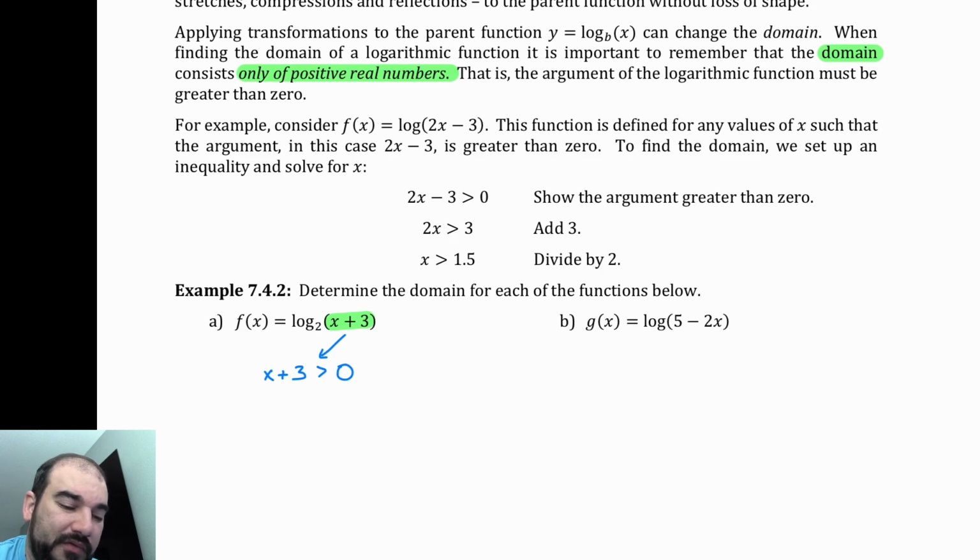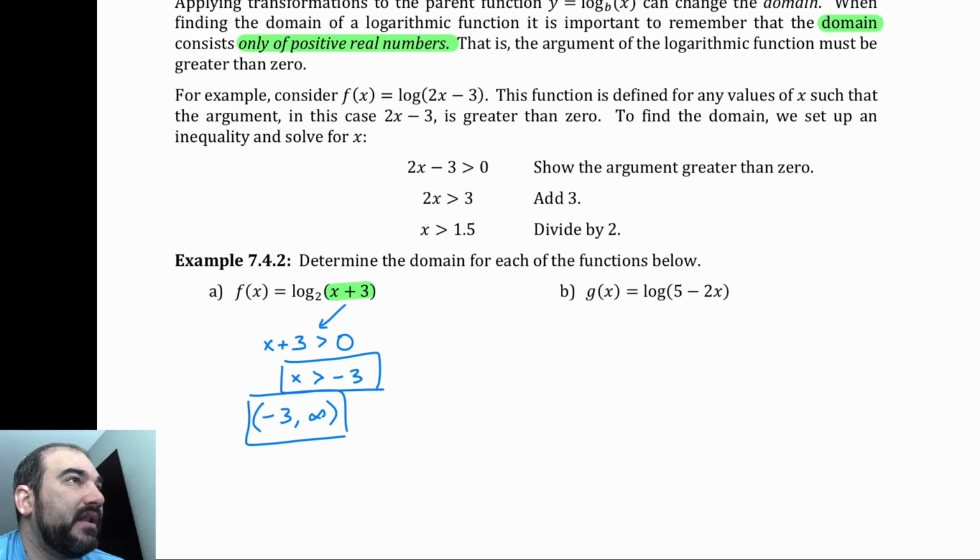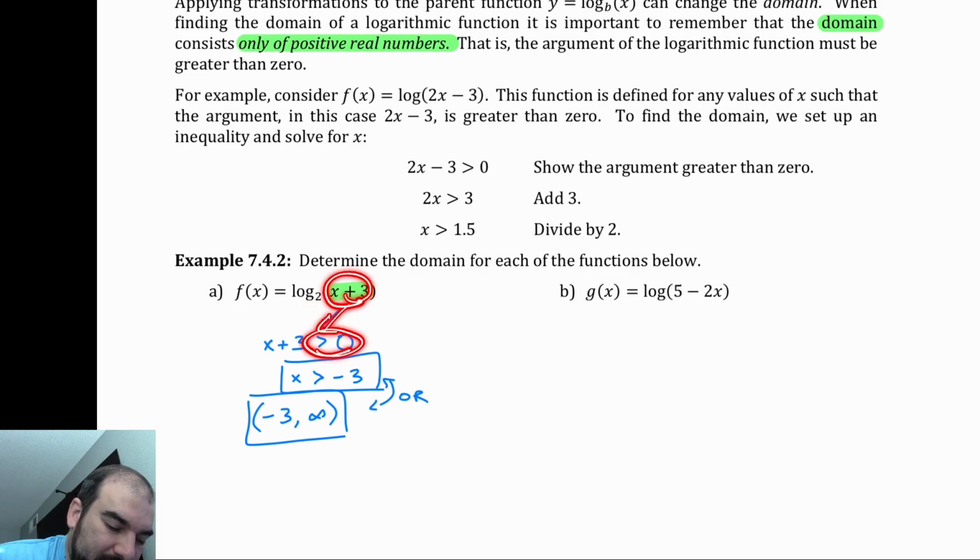Then whatever that is, you solve like you would solve any inequality. We're going to subtract 3 on both sides. This one is pretty straightforward. x must be greater than -3. That is our domain. We can write that in interval notation, -3 to infinity, or we can write it as an inequality, x is greater than -3. So either one works for your answer, right? So you take whatever's inside the log. The base doesn't matter. Regardless of the base, you take whatever's inside the log, set it greater than 0, and then solve for the domain that way.